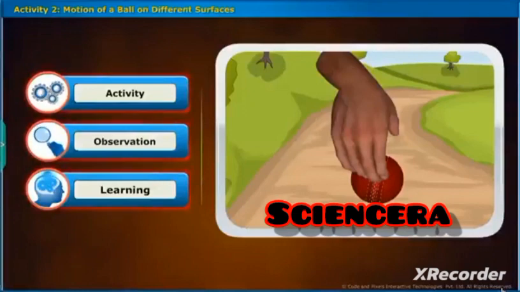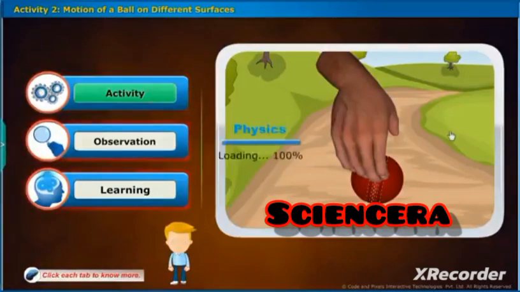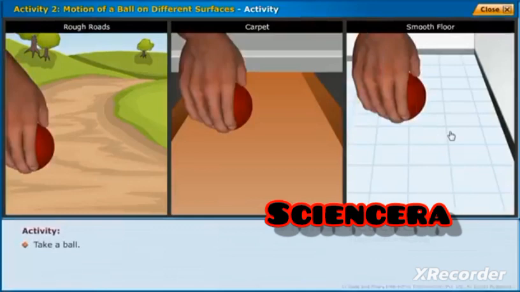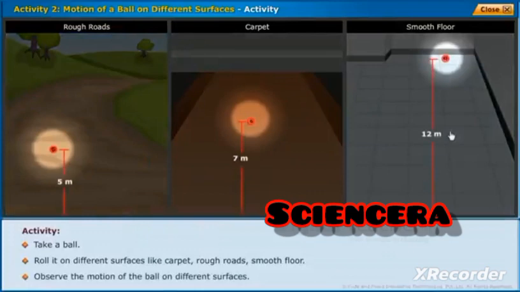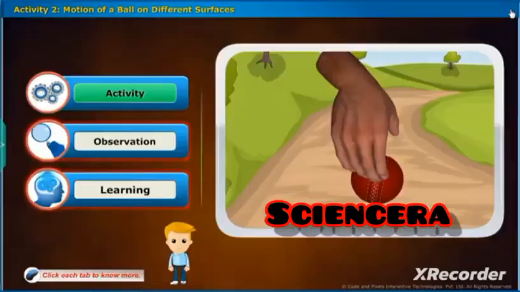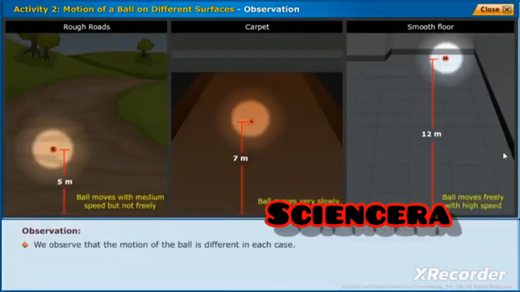Now, let us perform an activity to observe the motion of a ball on different surfaces. Click each tab to know more. Take a ball. Roll it on different surfaces like carpet, rough roads, smooth floor. Observe the motion of the ball on different surfaces. We observe that the motion of the ball is different in each case.